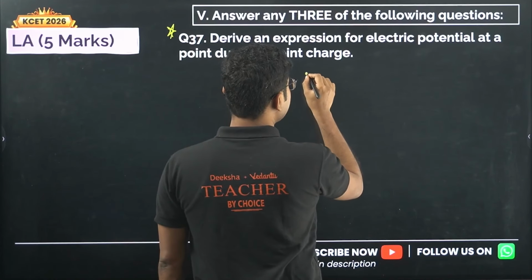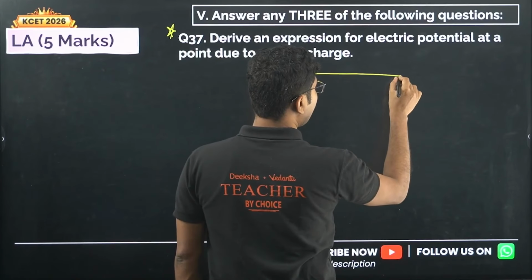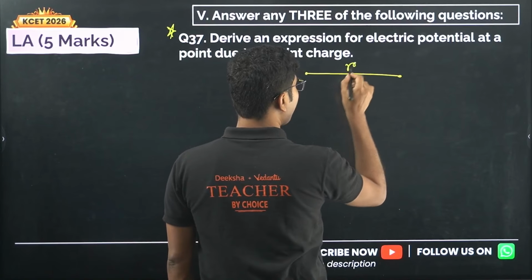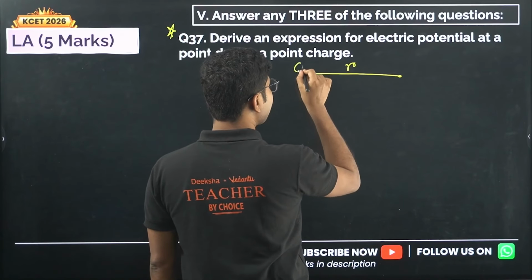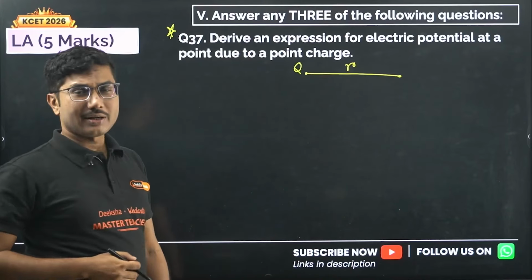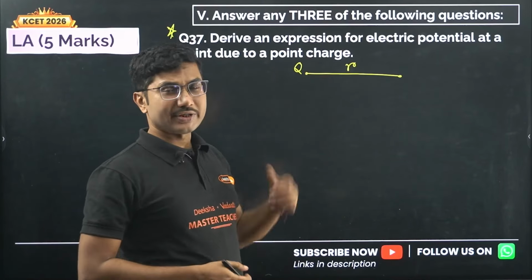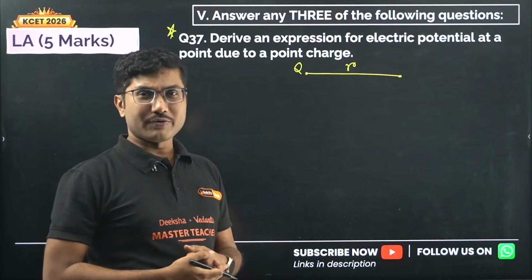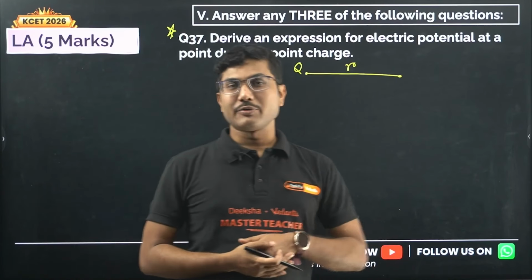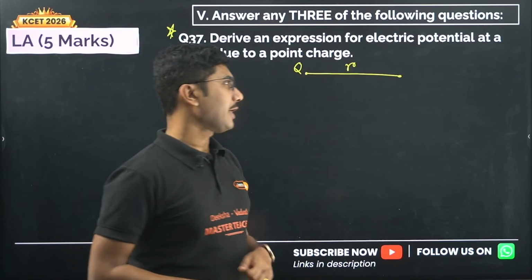This question has a history of repeating every now and then. So you cannot predict whether this question will come or not based on last year's paper. Even if this question came in the 2025 first paper, this might again come in the 2026 first paper as well.